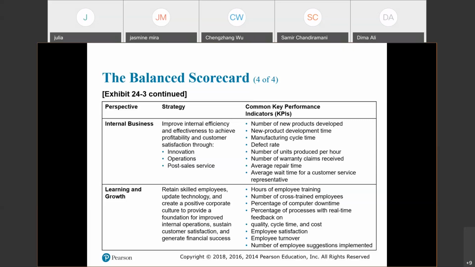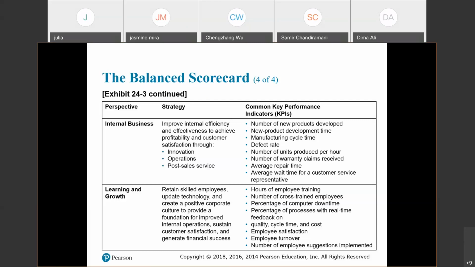The last perspective is the learning and growth perspective. This perspective helps managers assess a question like, how can we continue to improve and create value? This perspective also focuses on three factors. First, employee capabilities. Second, information system capabilities. And third, the company's climate for action.